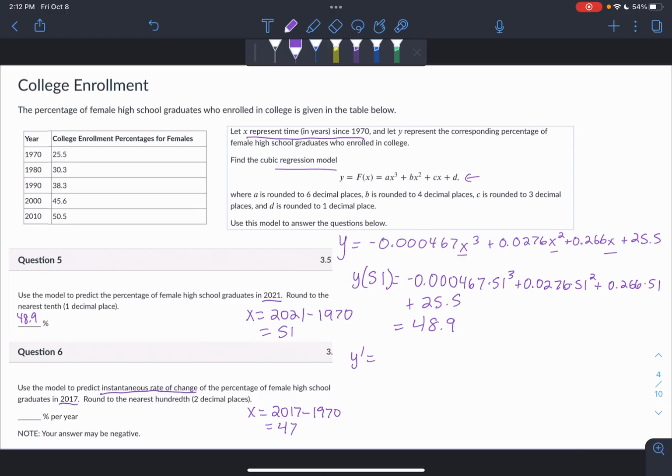So first we should find y prime with respect to x. You can pull out that constant again, and then the derivative of x cubed is just 3x squared, plus 0.0276 times the derivative of x squared, which is 2x, and then plus 0.266. And so now let's plug in 47 wherever I see an x in my first derivative.